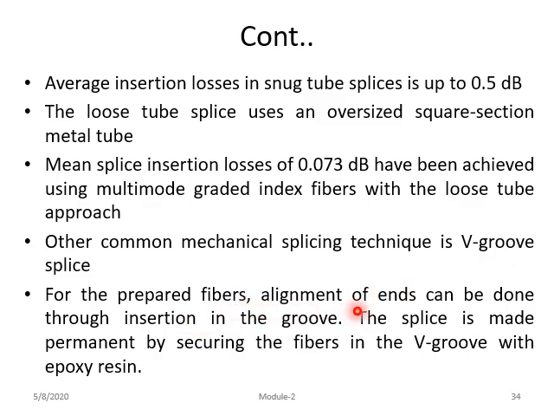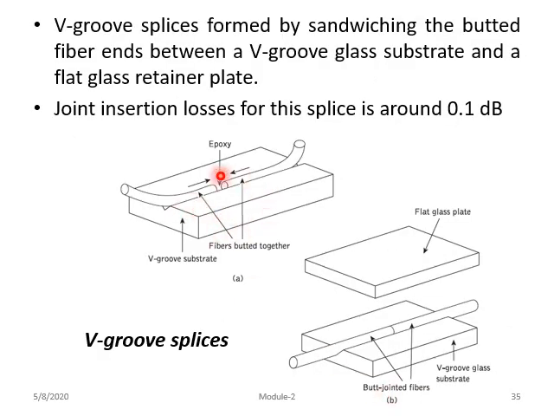The prepared fibers' ends can be aligned through insertion in the groove. The splice is made permanent by securing the fiber in the V-groove with epoxy resin. We can observe the V-groove splicing technique in this particular diagram. V-groove splicing is formed by sandwiching the butted fiber ends between a V-groove glass substrate and a flat glass retainer plate. So we are placing two fiber ends in the mechanical groove. The V-groove substrate is pushed and forced together with epoxy resin placed in between. So this is how we can make it.